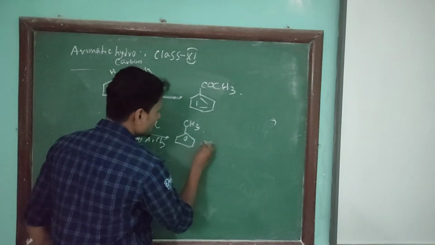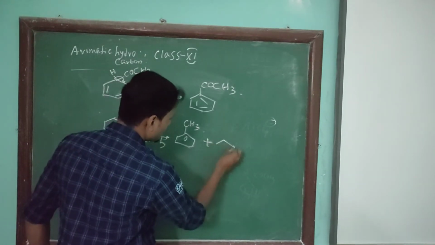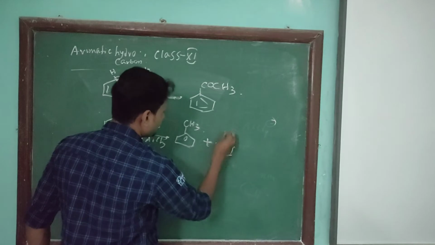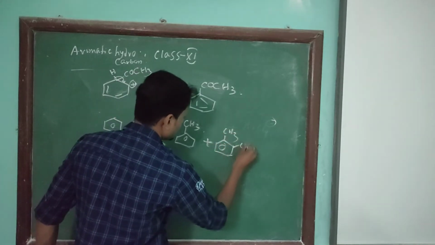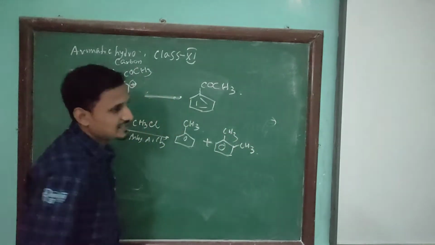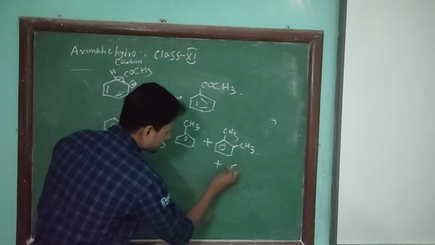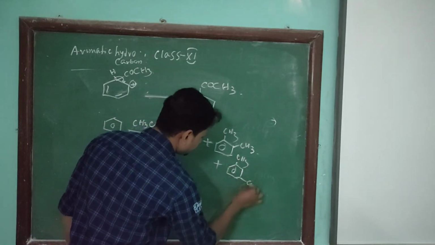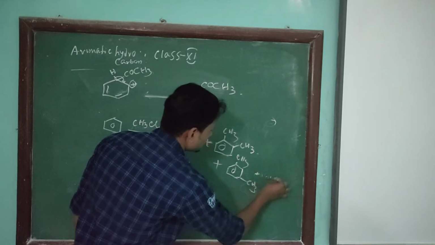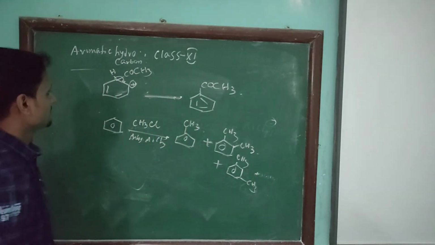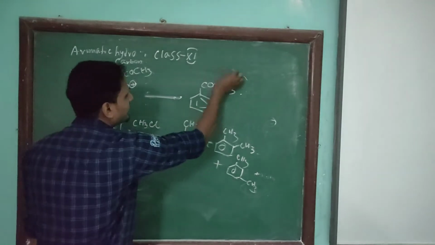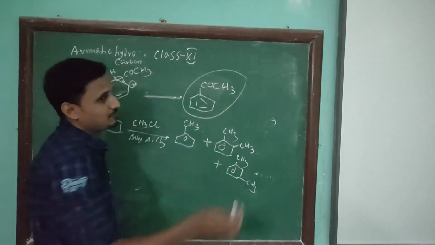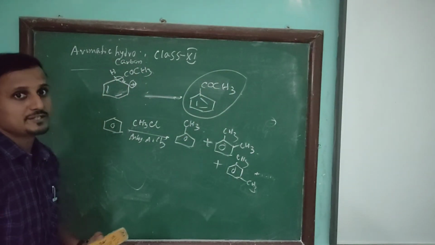With this, we also get more substituted products as byproducts: orthoxylene, metaxylene, paraxylene. These are the extra products we are getting. But for Friedel-Crafts acylation, only this one you will get, not a mixture of products.